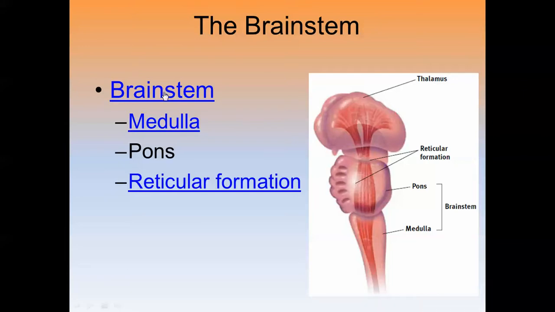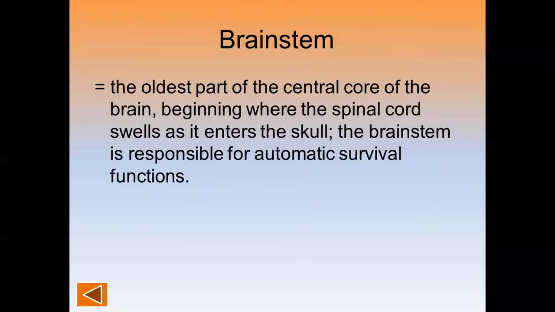So I'll click on these again. I'm not going to stay long on them, so you pause if you need to. This is the oldest part of the brain. And when we say the oldest part, that means that when you are forming in your mother's womb, the first part of your brain that develops is your brainstem.